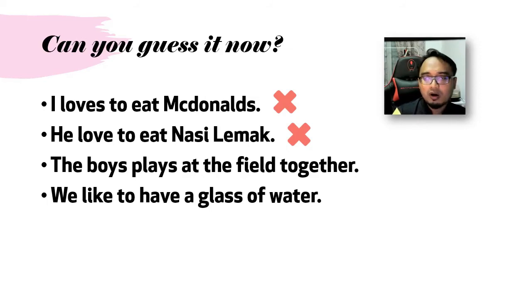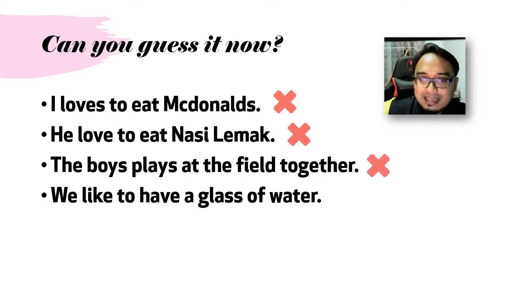The boys, plural. Okay, plural subject. So, plural subject, it takes with it plural verb. So, plural verb, we do not put S at the end of the verb. So, plays here is the verb, but it has S at the end. So, it is a singular verb. So, plural subject do not take singular verb. So, number 3 is also wrong.